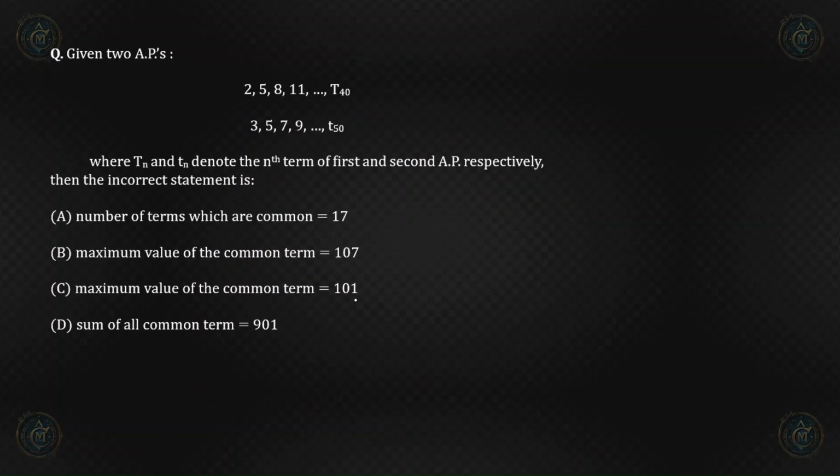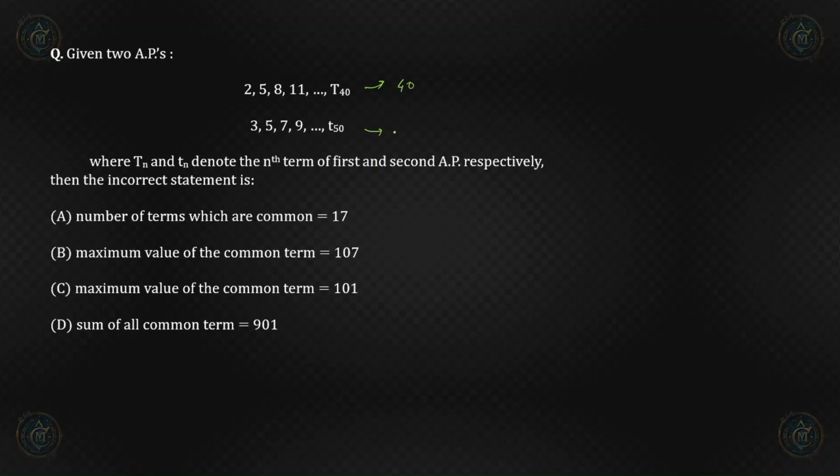The next problem is from sequence and series. It is saying: given two APs, this and this, where Tn and small tn denote the nth term of the first and second AP respectively, then we have to find the incorrect statement among these statements. Okay, so this is again a single correct type question. So we have to find the number of terms which are common, the maximum value of the common term, and the sum of all common terms. Okay, so we can say the first AP consists of 40 terms, right?